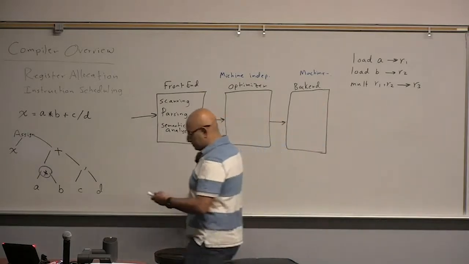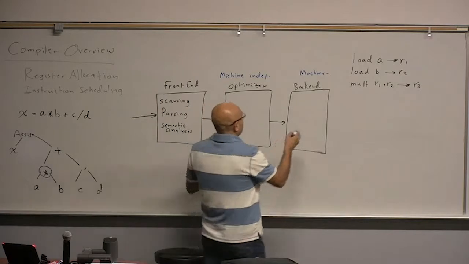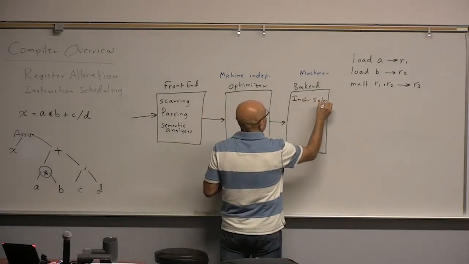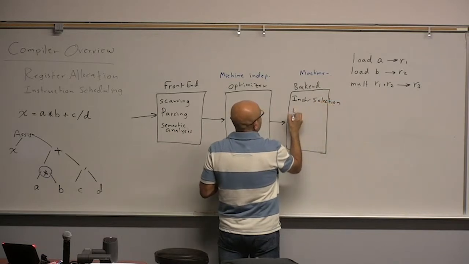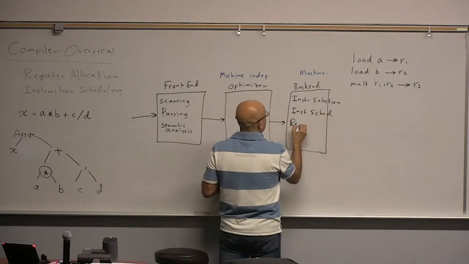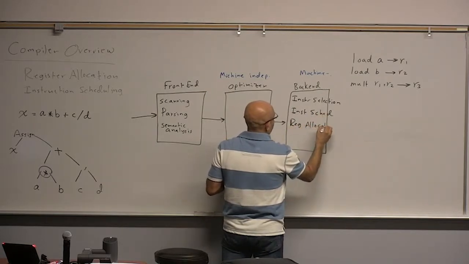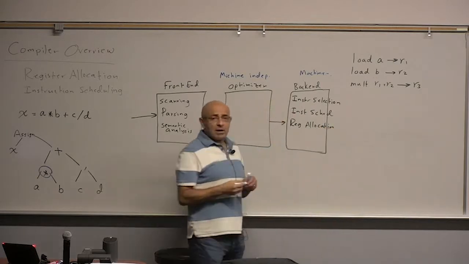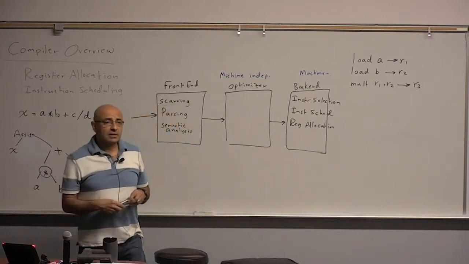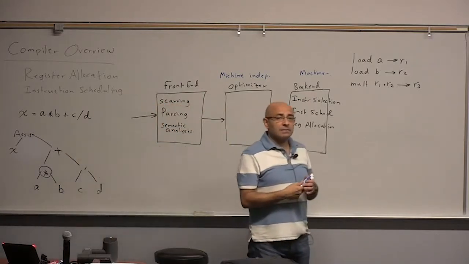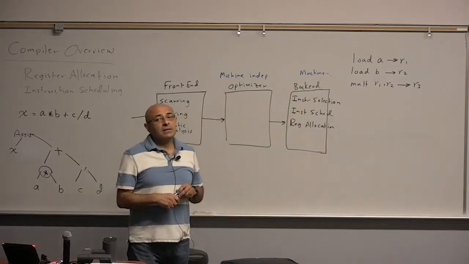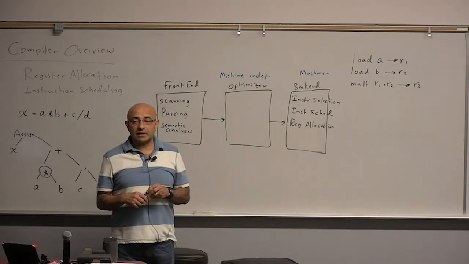Okay, so in the back end, we have instruction selection and instruction scheduling and register allocation. So we talked about instruction selection last time. So what's instruction selection? Finding the best sequence of instructions for the given code.